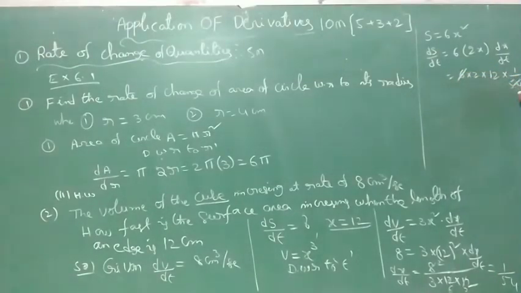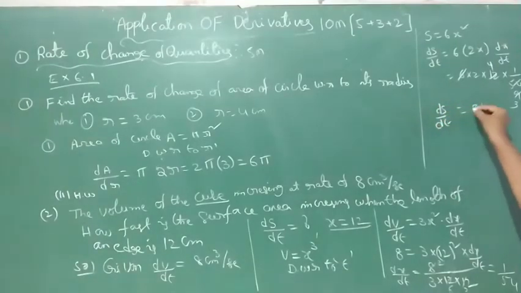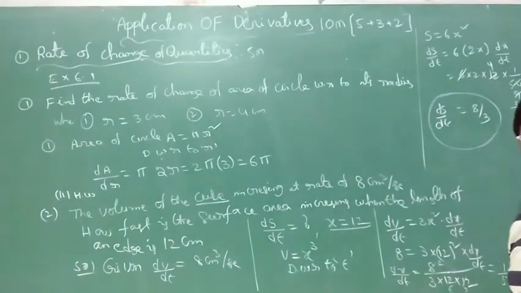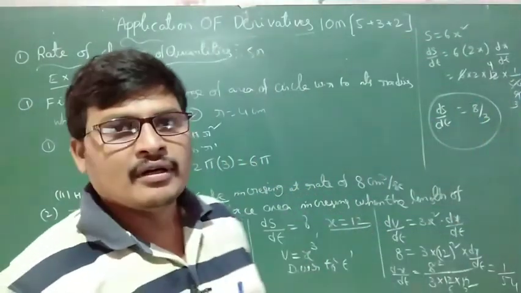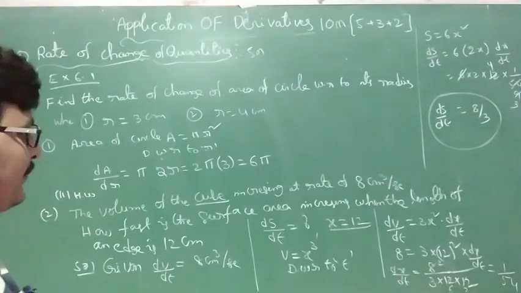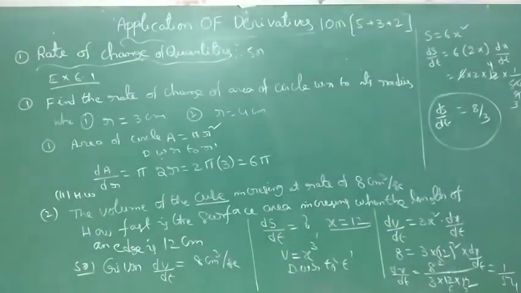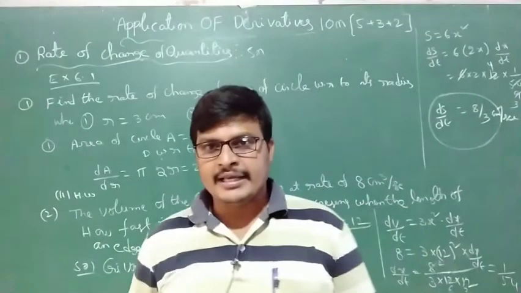That is equal to 8 by 3. dS by dt is equal to 8 by 3 centimeter per second. Surface area means what? Volume means cubic centimeters. Surface area means square centimeters. Centimeter square per second.